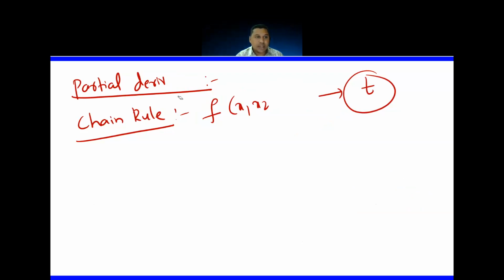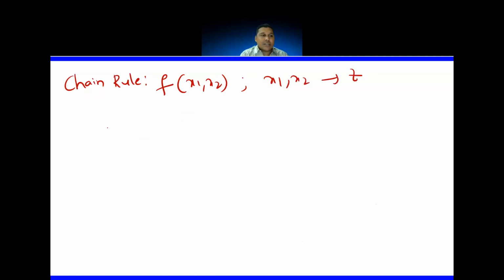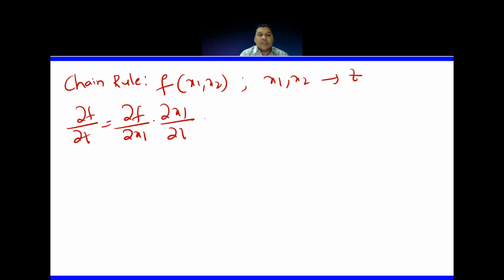So chain rule: you have a function f which is dependent on only two variables, and x1, x2 are dependent on t. In such a case, the derivative with respect to t will be ∂f/∂x1 into ∂x1/∂t, plus ∂f/∂x2 into ∂x2/∂t.